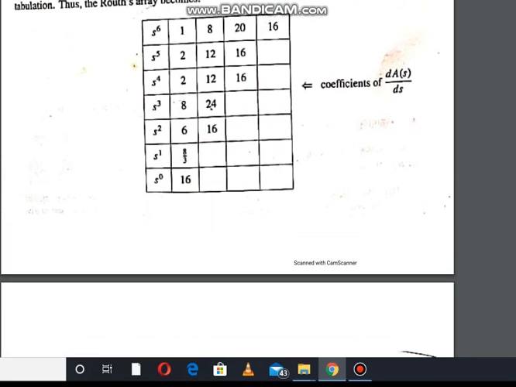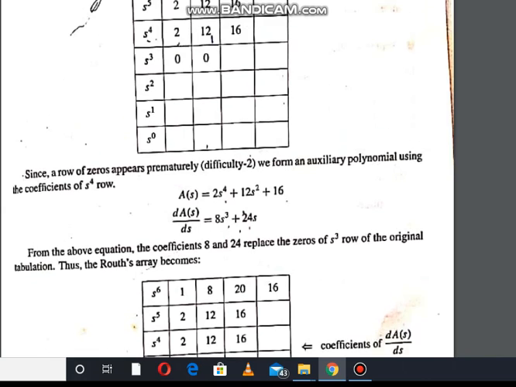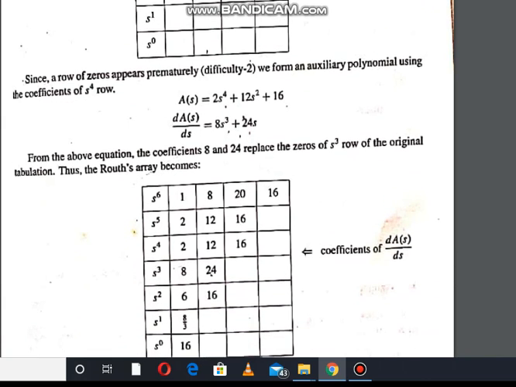Now in this problem we consider the first column values. All the values are positive, the same sign, so there is no sign change, and we can say that the system is stable. So this is difficulty 2 we will face in the Routh-Hurwitz criterion and how to simplify those types of problems. Finally, if any row has all values zero, then by using the previous row we write the polynomial equation, differentiate it, and then continue the problem. Thank you.